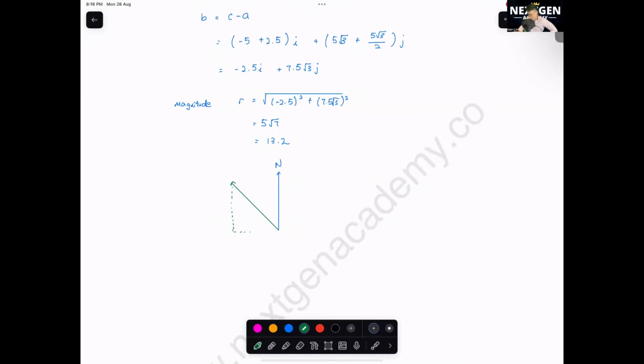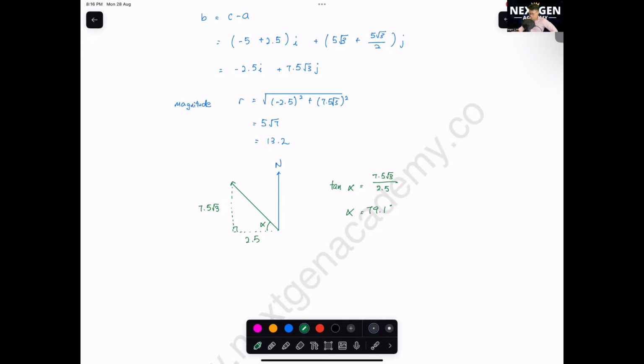Because negative 2.5, right? So here is 2.5 for the x, here is 7.5 root 3 for the j. Okay, so we want to find what this angle is first. Let's call this alpha. How to find alpha? Tangent alpha is equal to what? Opposite over adjacent. 7.5 root 3 over 2.5. For alpha, you inverse the tangent, you get 79.1 degrees.